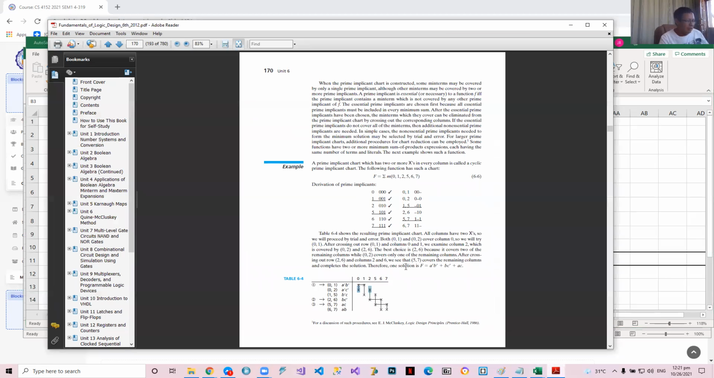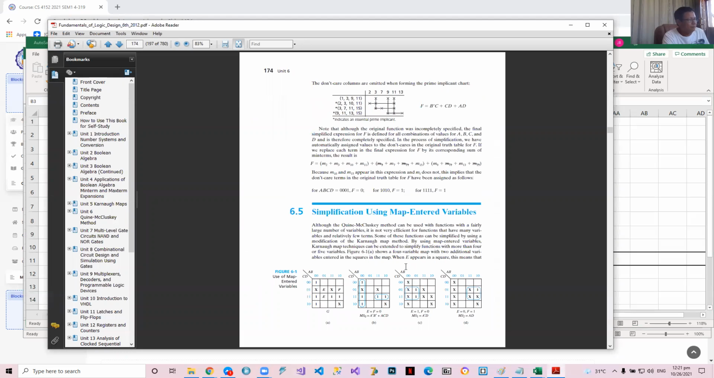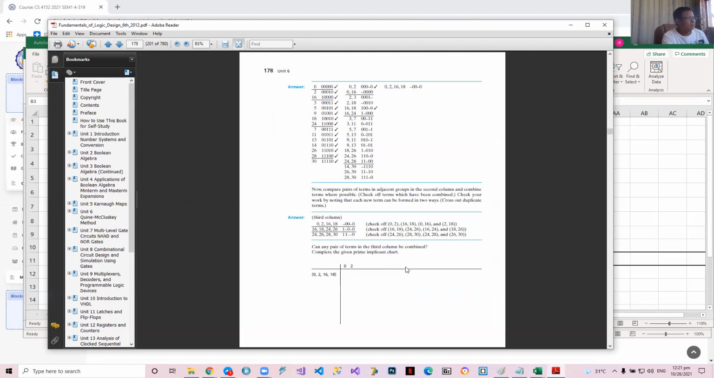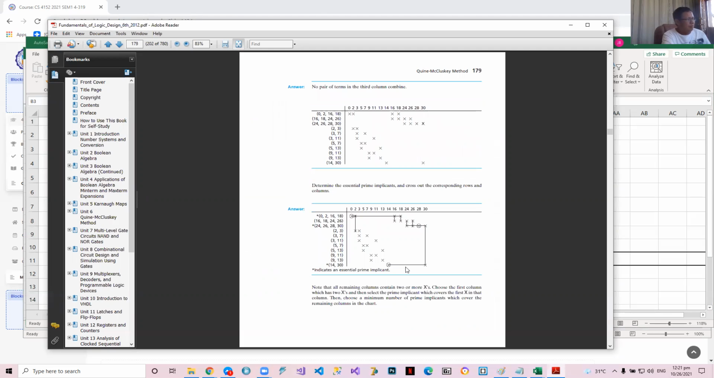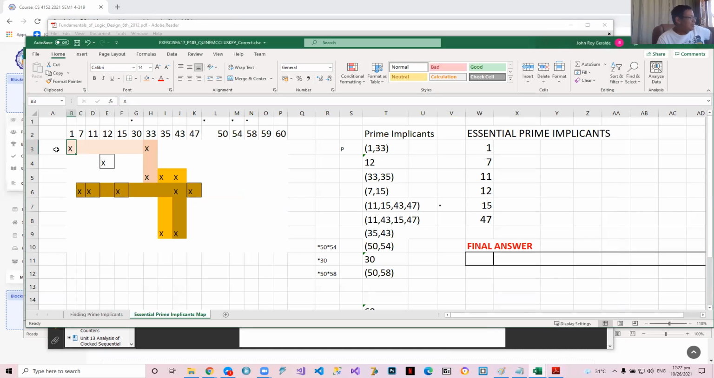Let's get another example. I'll look at a different example. In his example, when he stars this, which means it's a prime implicant, the whole line is included, not just the one that is starred. When we star this, the whole line is included, even this.